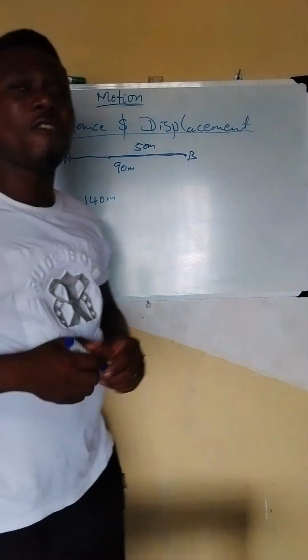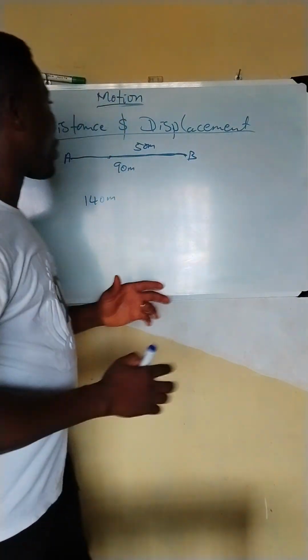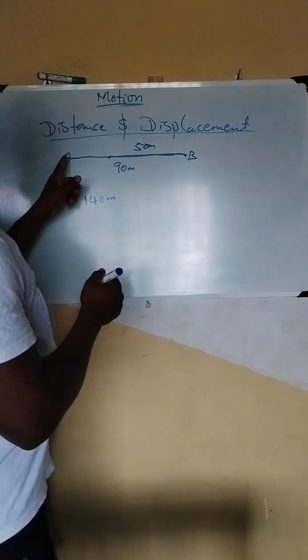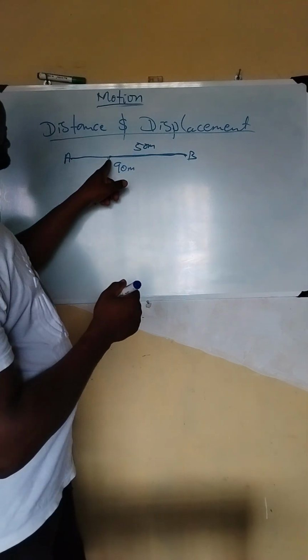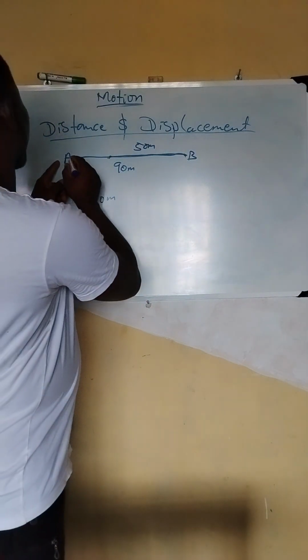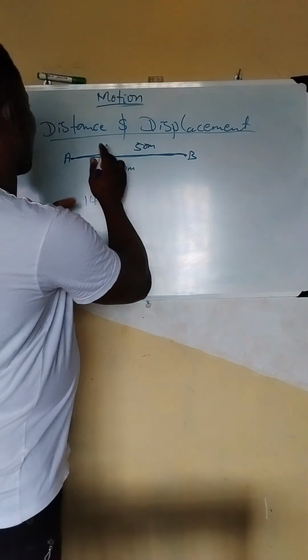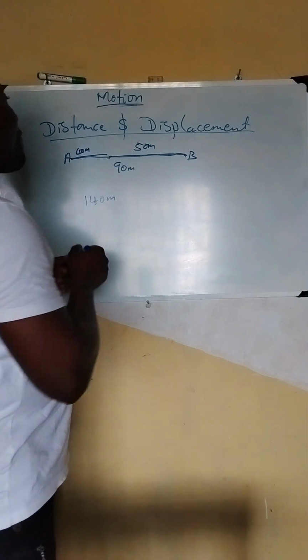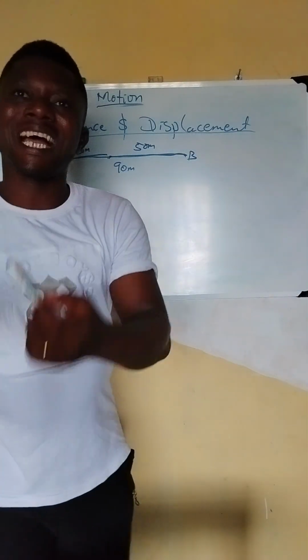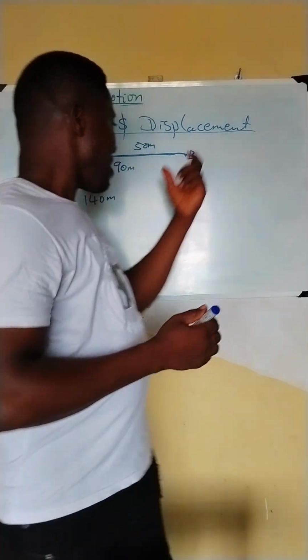But when you are talking of displacement, you are talking of the shortest distance. Since the object moves from this point to this point and returns to this point, it means that the displacement here is 90 minus 50, and the displacement here is what? 40 meters. Both distance and displacement are measured in meters.